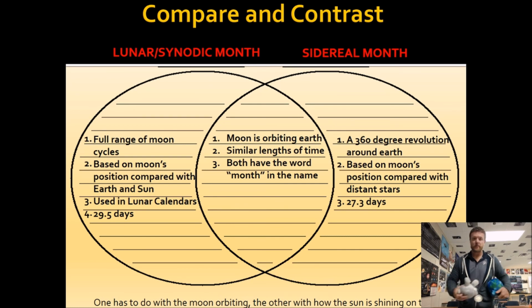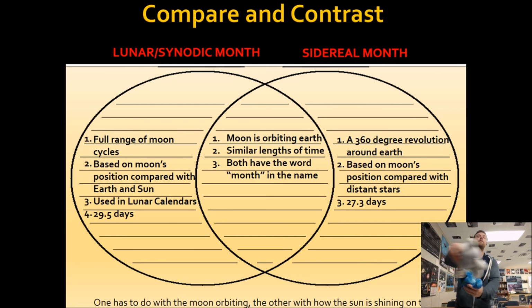So if I was going to answer these and I was going to fill this out, what do they have in common? Well, they both happen because the moon's orbiting Earth. They have similar lengths of time, but they're a little bit different. I couldn't come up with another one, so they both have the word month in it. What's different? One's 360 degrees. That's the sidereal month. Takes 27.3 days.